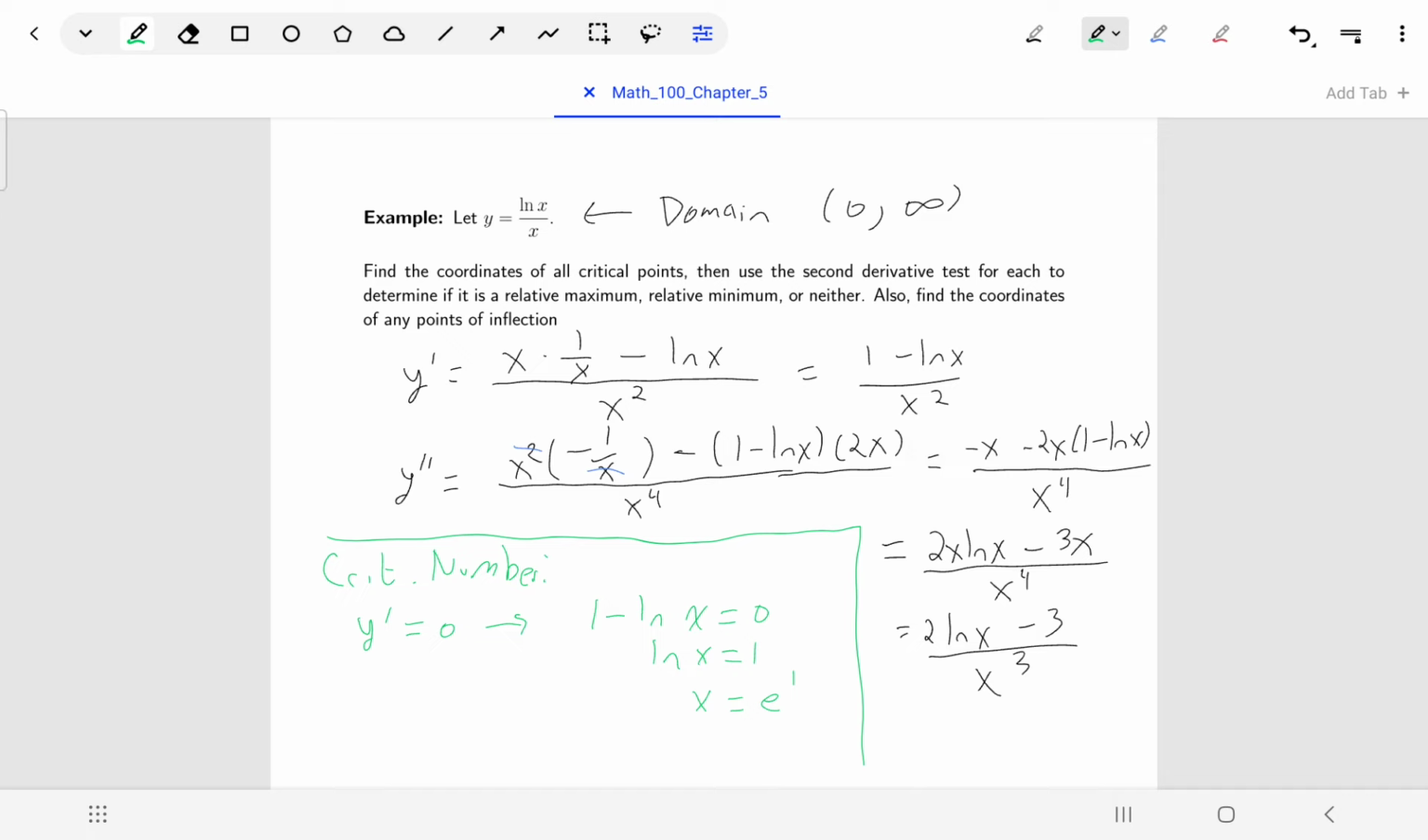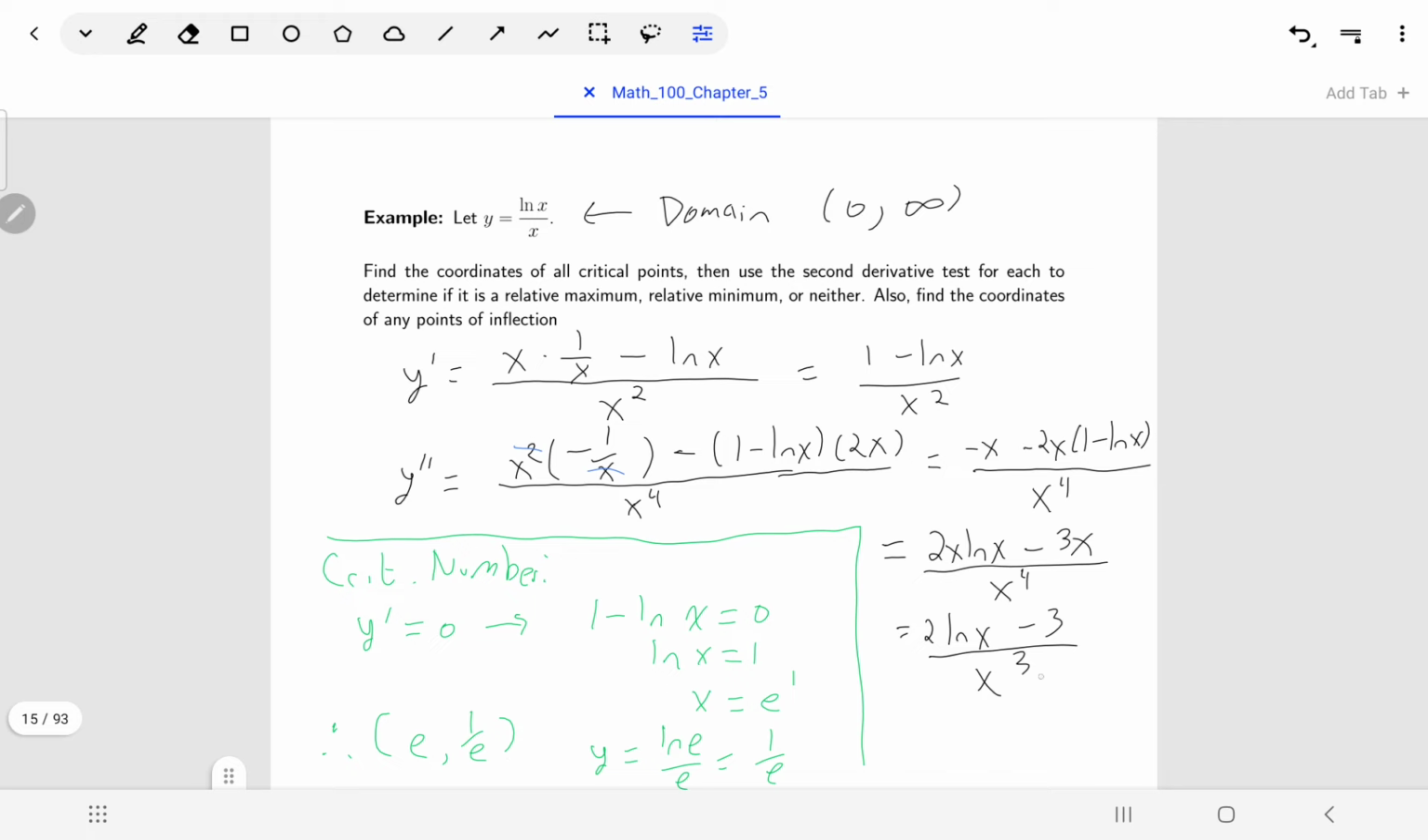While we're here, we can also find the y value on our curve for that point. So the y value would be natural log of e over e, which is 1 over e. So we actually have a critical number, e, and the point is (e, 1/e). That's our point. So now the next thing that we want to do is figure out, is this critical point going to be a max, a min, what's the story?